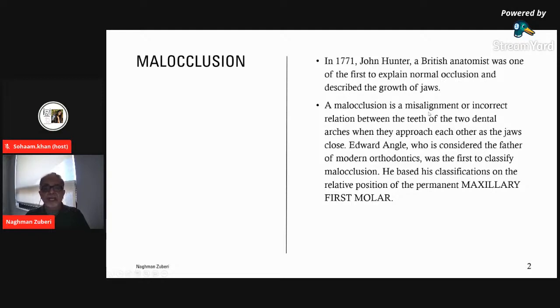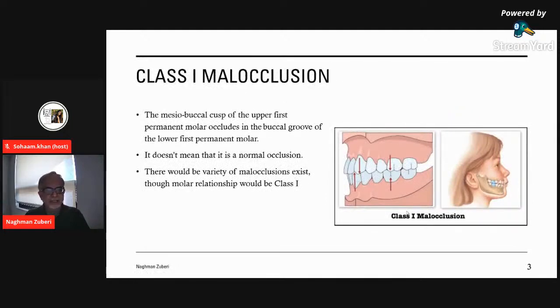Malocclusion is a misalignment or incorrect relation between the teeth of the two dental arches when they approach each other as the jaws close. We consider Edward Angle the father of modern orthodontics, and the way he explained malocclusion is still prevalent and we are following it. He based his classification on the relative position of the permanent maxillary first molar. Just for your revision, I know all of you are aware of these: class 1, class 2, and class 3. In class 1 malocclusion, the mesiobuccal cusp of the upper first permanent molar occludes in the buccal groove of the lower first molar.